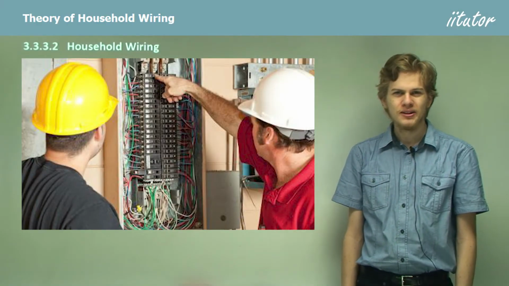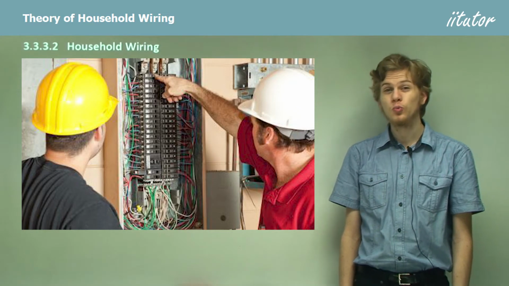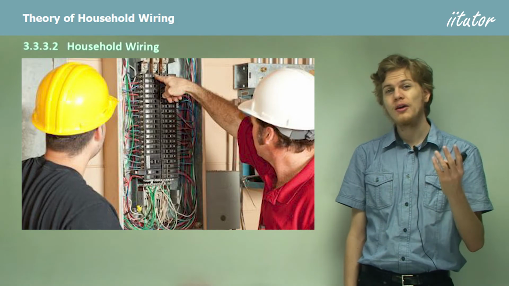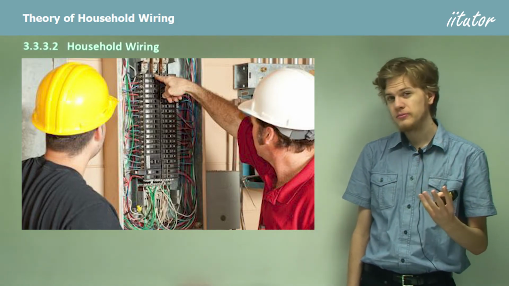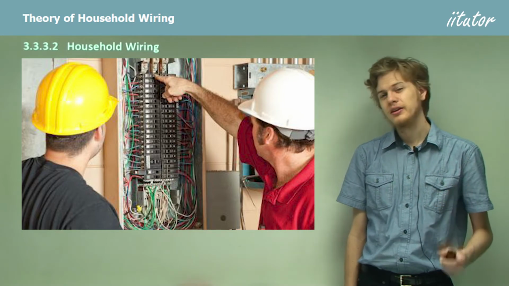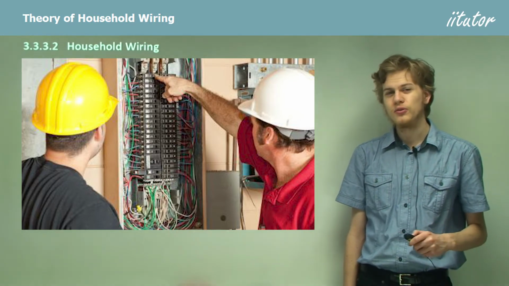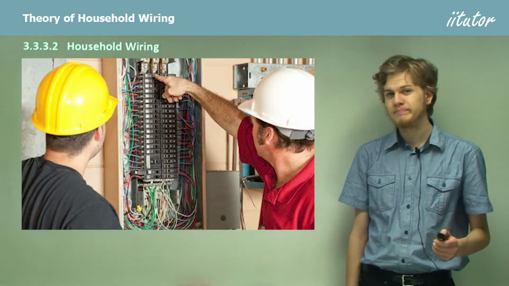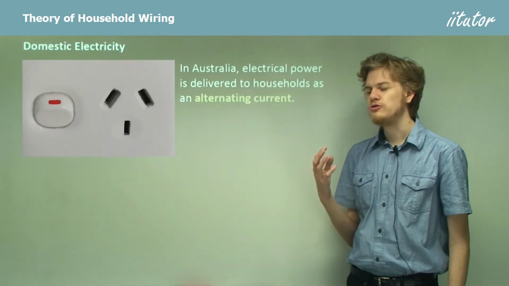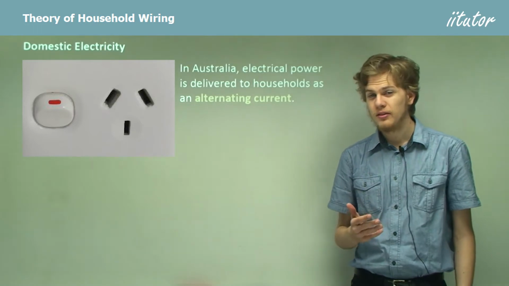Hi everyone. Today we're going to be talking more about household wiring. We're going to be looking at the electrical circuits that are around within a house or a household, and we're going to look at the Australian power mains and the voltage and frequency of the AC power it gives to us.